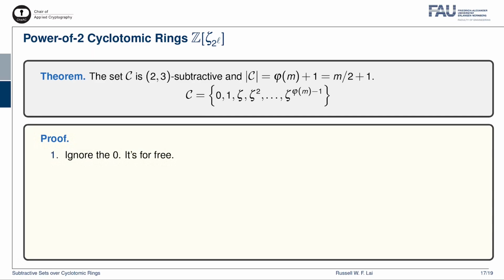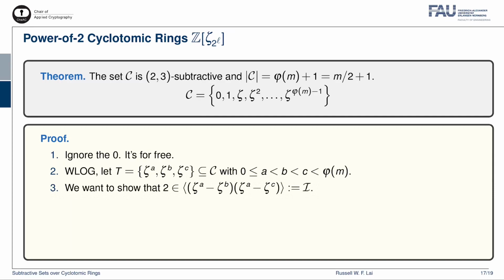To prove this theorem, we first notice that the element 0 is given to us for free because all the other elements in the set C are invertible, and therefore the differences between them and 0 are invertible as well. Next, without loss of generality, let us consider a set T of 3 elements, which can be written as theta to the A, theta to the B, and theta to the C, where A is smaller than B and B is smaller than C.